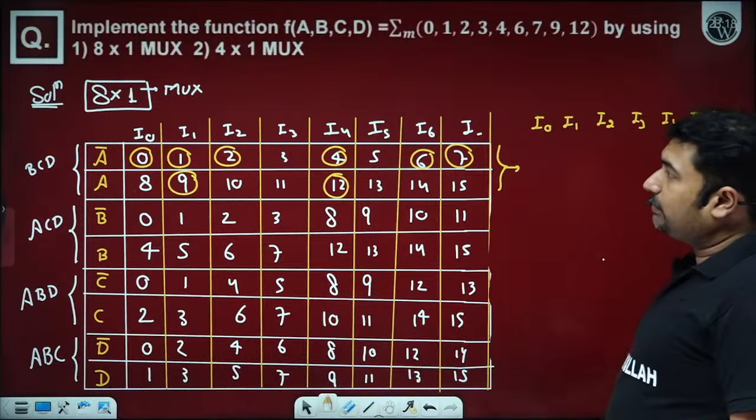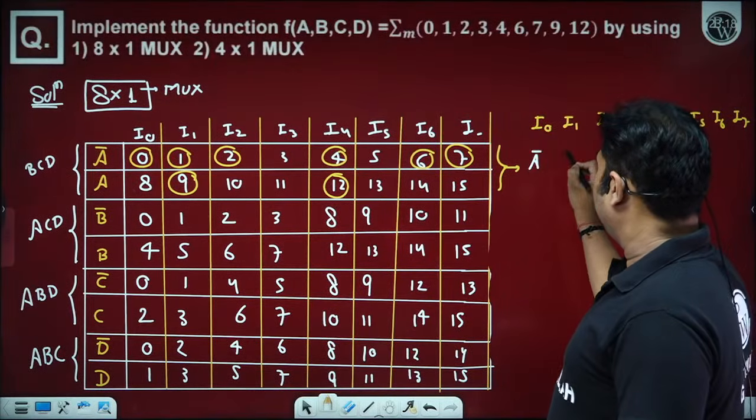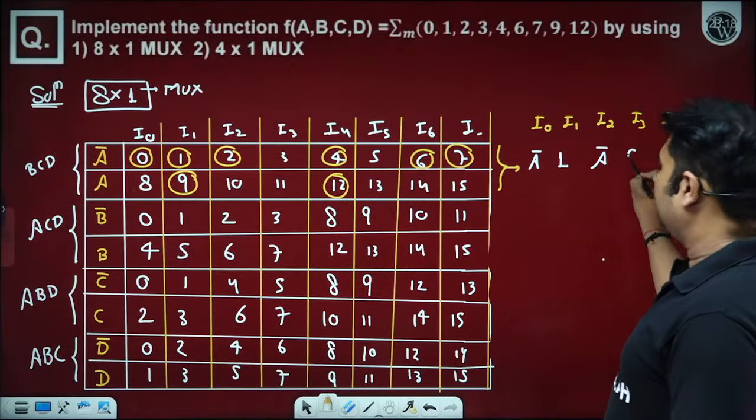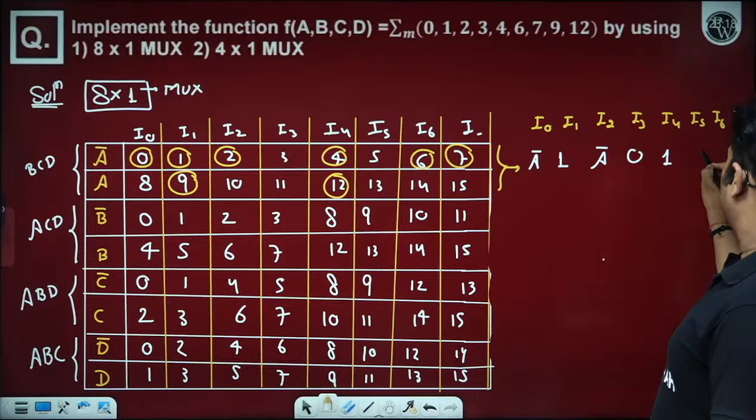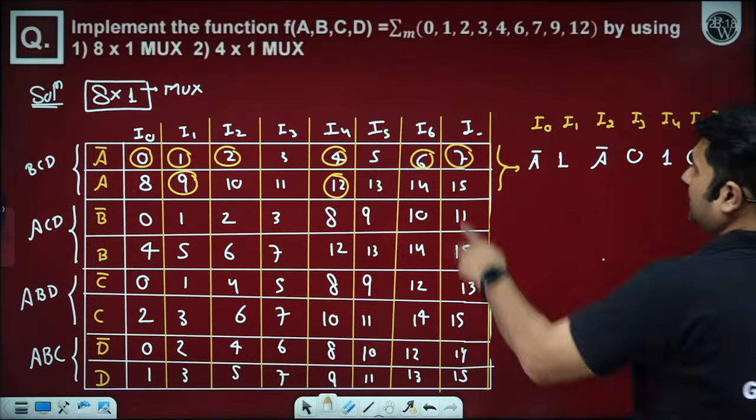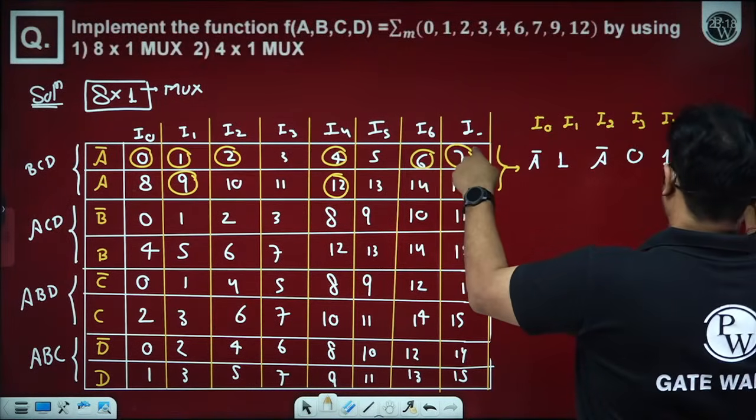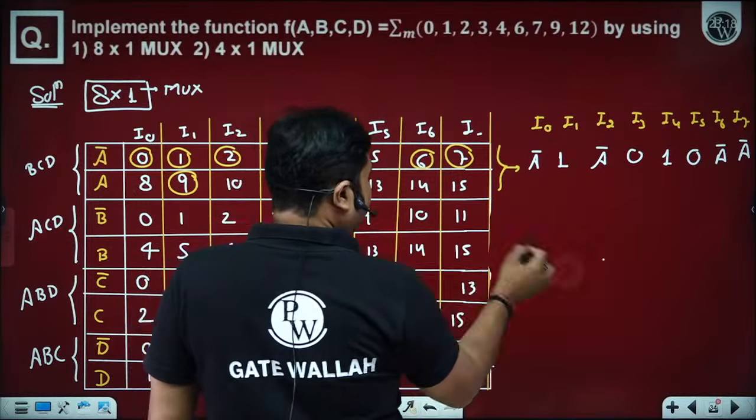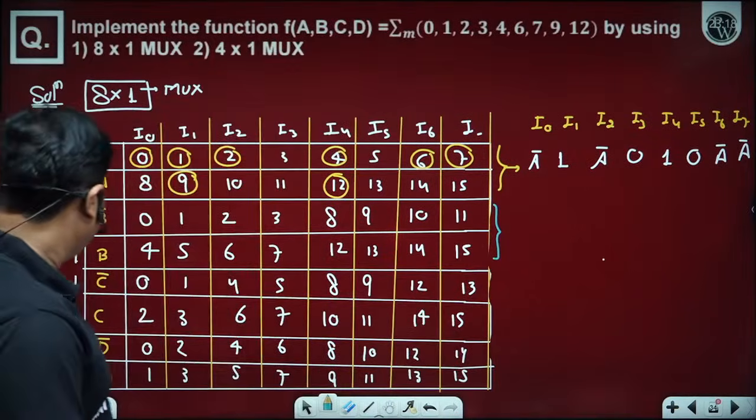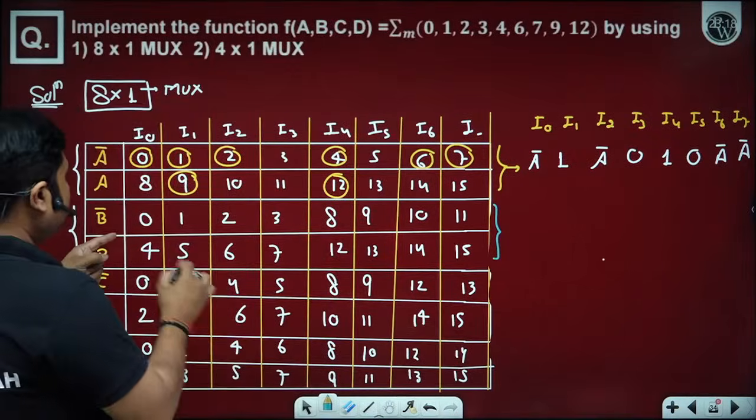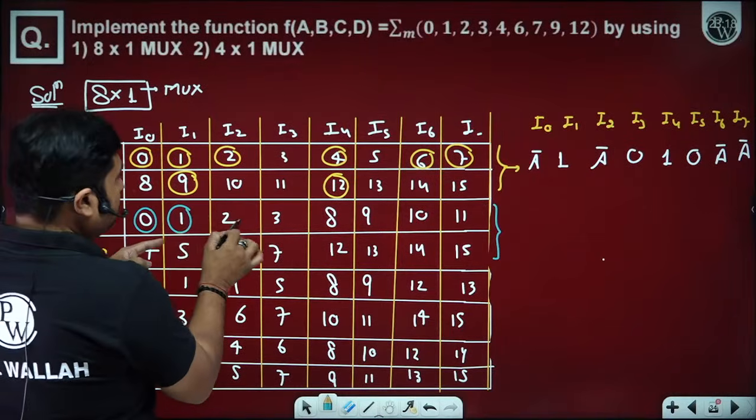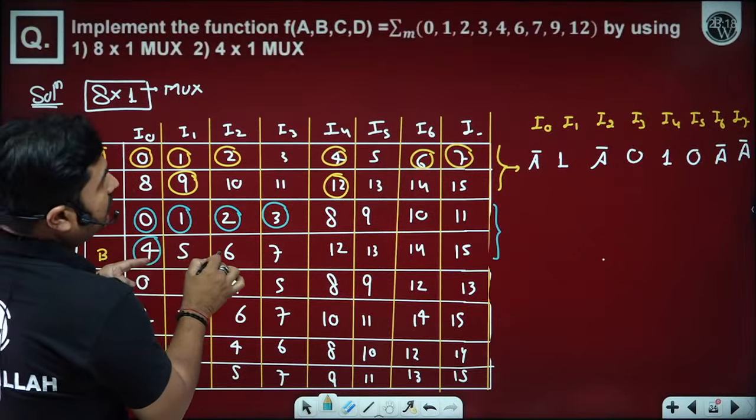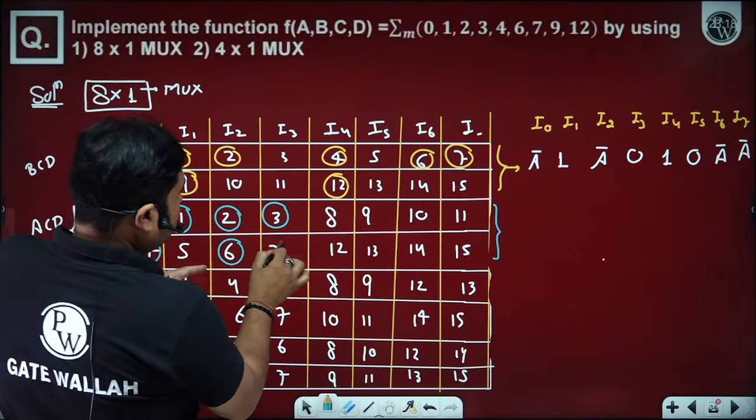So what are the outputs, beta ji? We have, sir, A bar. We have, sir, logic level 1. We have A bar, logic level 0, 1, 0, and this is your A bar, and this is your A bar. How many of you are able to understand, beta ji? If we have a select line as ACD, then the function is 0, 1, 2, 3, 4, 6 and 7.